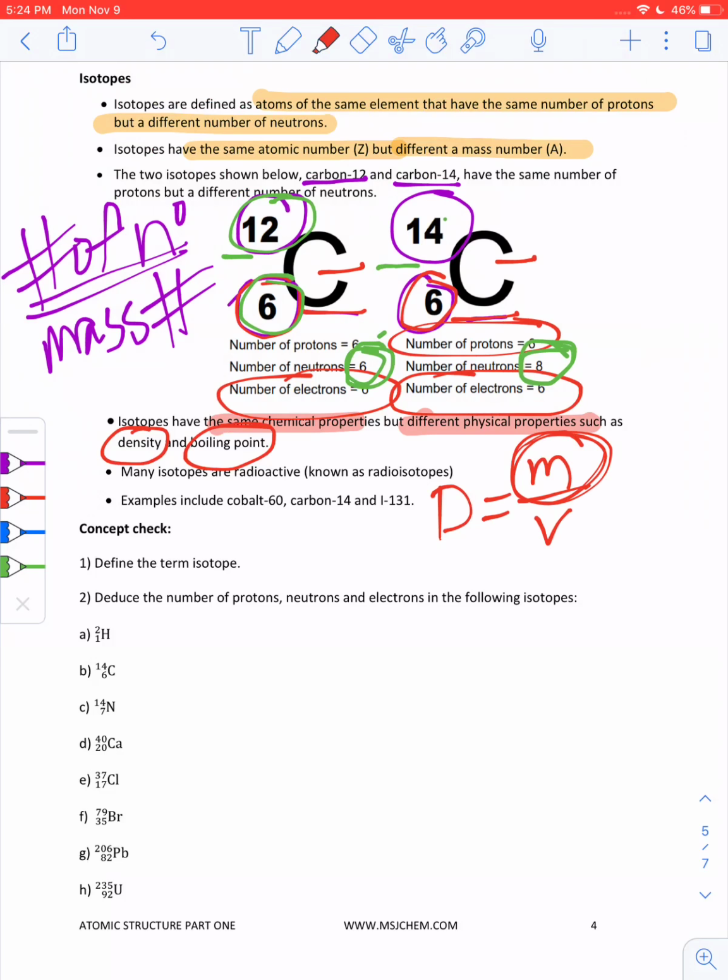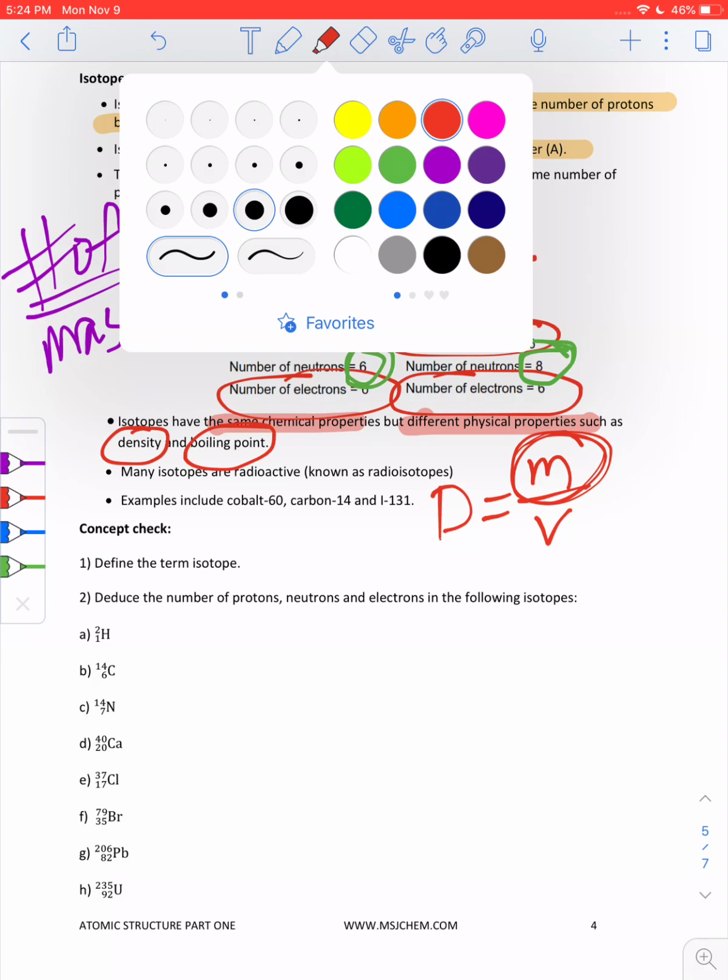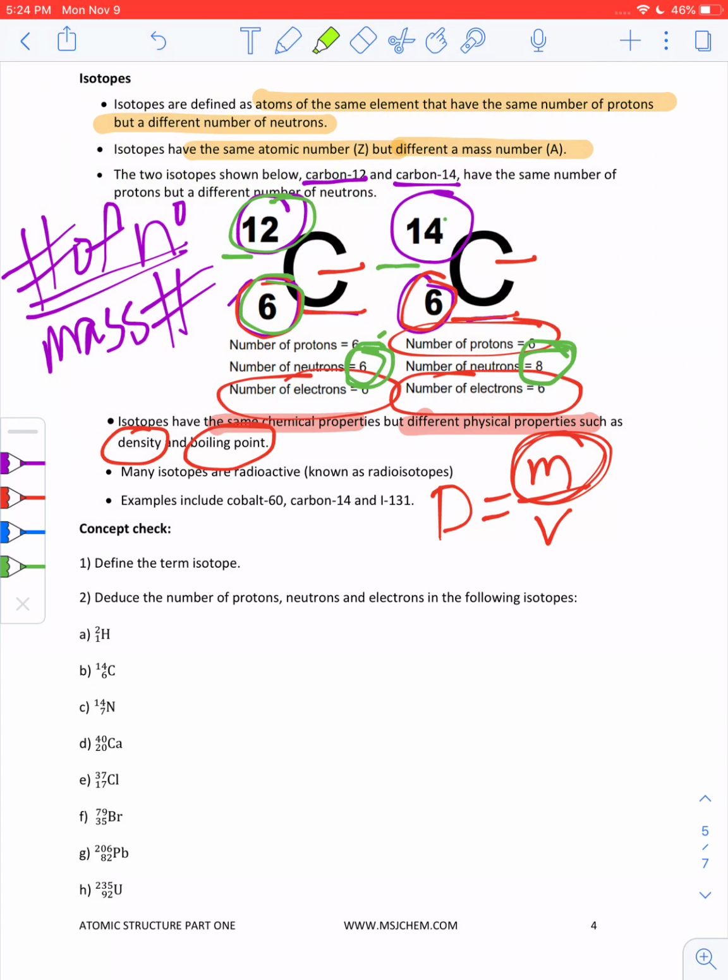Okay. There are a lot of isotopes that are what we call radioactive. Radioactive, sometimes people think, oh, that's dangerous. And I mean, it is. You definitely don't want to be exposed to it. But some of them are actually really useful. These three that are listed right here, they have different uses.